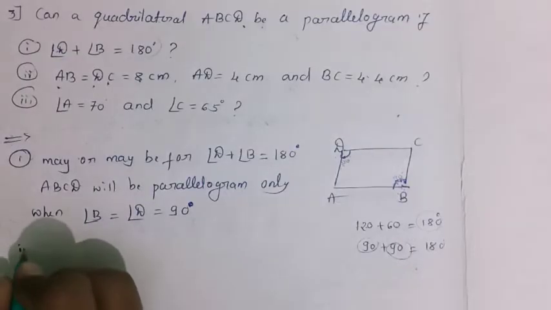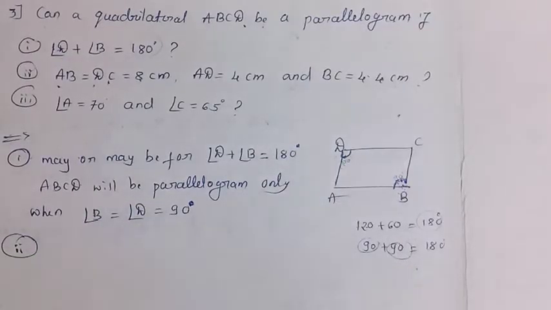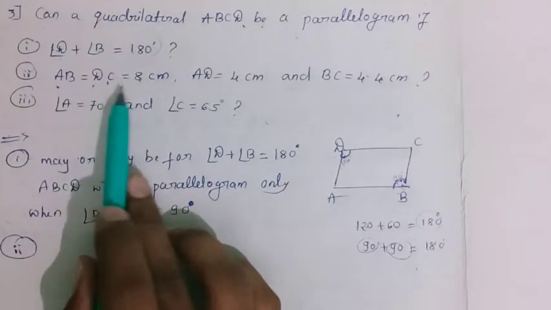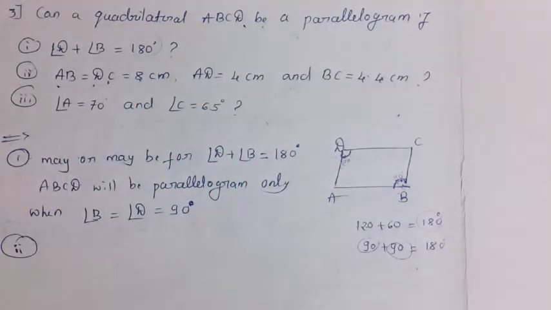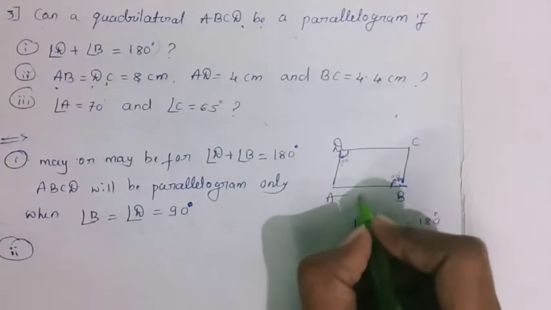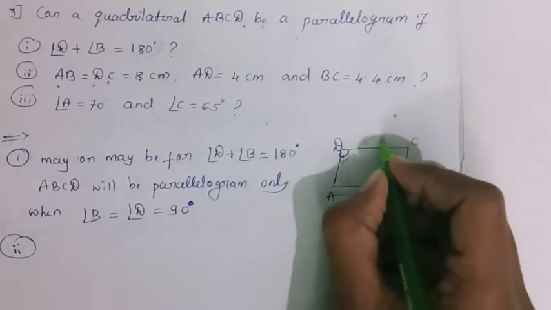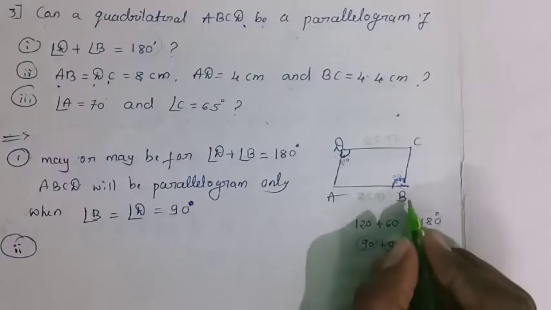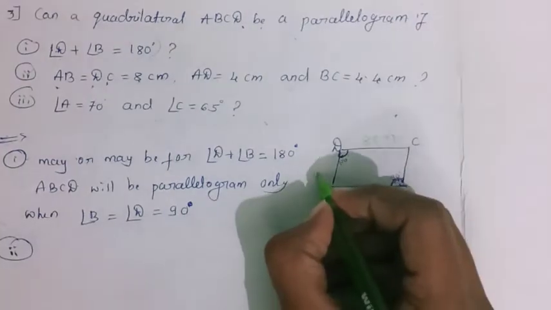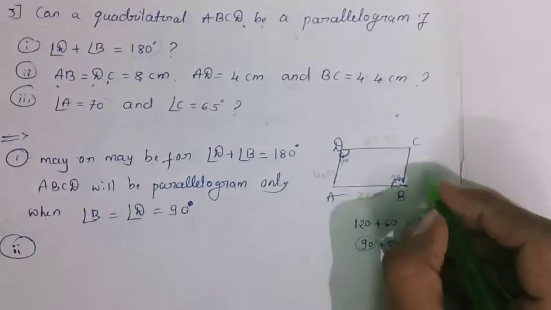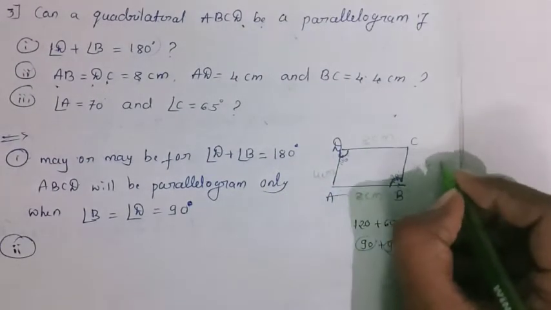So second one, in that AB is equal to DC, which is equal to 8 centimeter. So which is the AB here? This one. So it is 8 centimeter as they have given, and DC is also 8 centimeter, and AD is 4 centimeter. So AD is 4 centimeter, and BC they have given 4.4 centimeter.